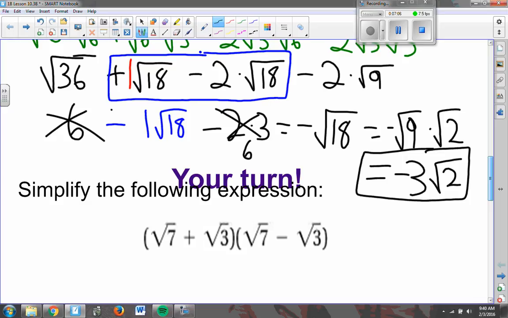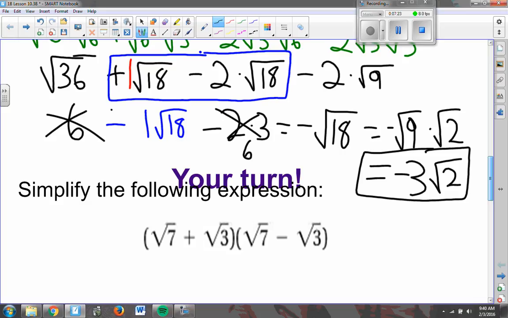So a long process after I FOIL of putting pieces together, simplifying multiple square roots, and I end up with something that's relatively nice. Negative 3 times the square root of 2. Because my 6's went away, and that's what my square root simplified down to.